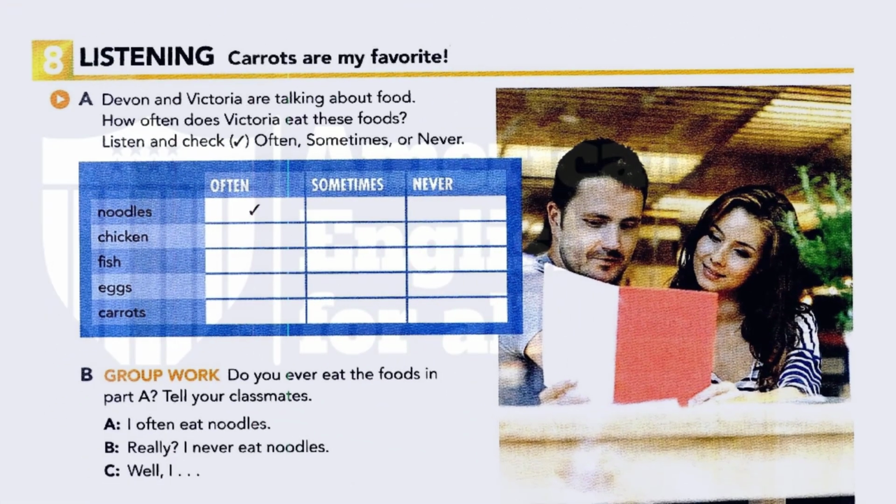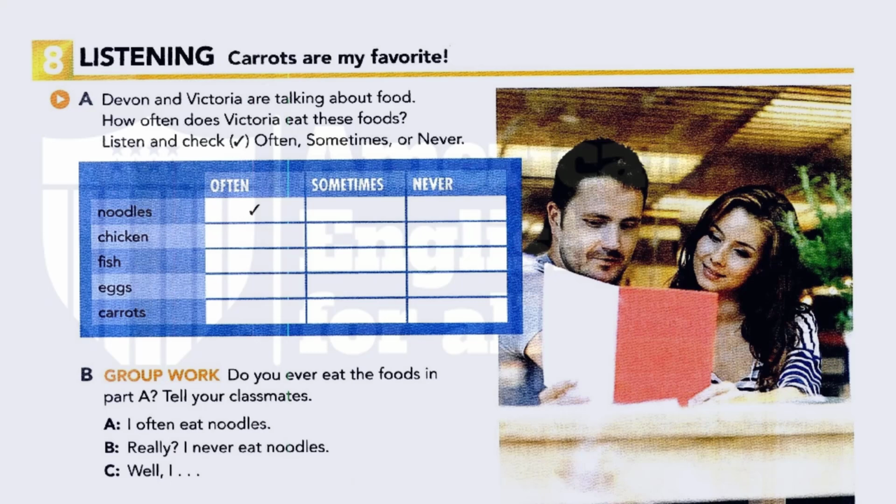Page 62. Exercise 8. Listening. Carrots are my favorite. Part A. Devon and Victoria are talking about food. How often does Victoria eat these foods? Listen and check often, sometimes, or never.